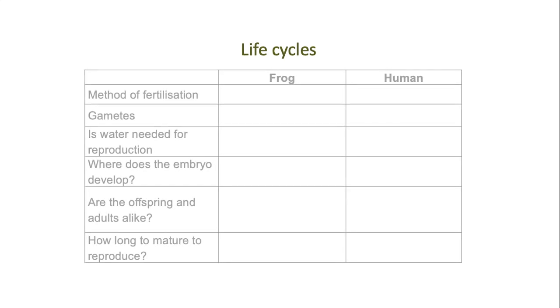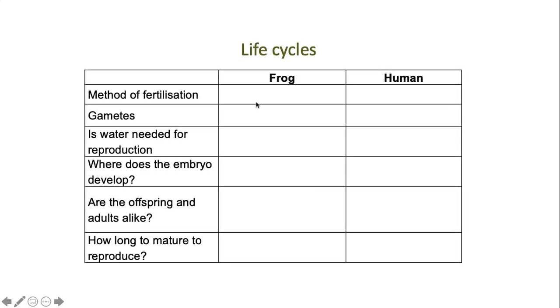So here's the table. Method of fertilisation, is it internal or external? So the frog should be external, human internal. What are the gametes? Sperm and egg. Sperm and egg. Do they use sexual reproduction? Both of them use sexual reproduction. Where does the embryo develop? Externally for frogs, internally for humans.